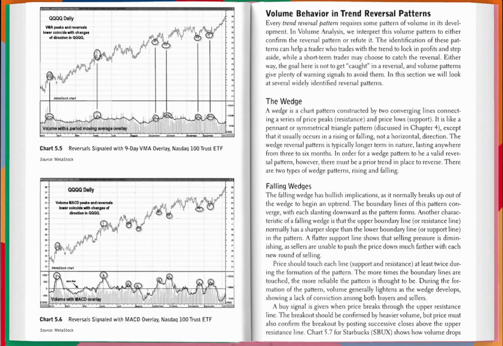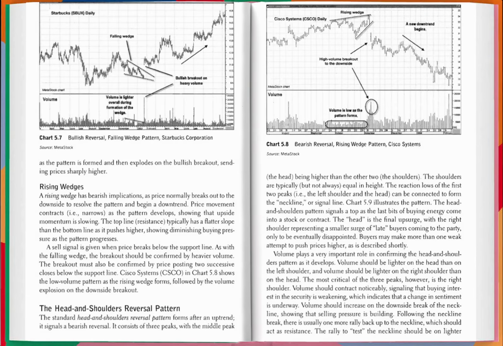During the formation of the pattern, volume generally lightens as the wedge develops, showing a lack of conviction among both buyers and sellers. A buy signal is given when price breaks through the upper resistance line. The breakout should be confirmed by heavier volume, but price must also confirm the breakout by posting successive closes above the upper resistance line. Chart 5.7 for Starbucks, SBUX, shows how volume drops as the pattern is formed and then explodes on the bullish breakout, sending prices sharply higher.